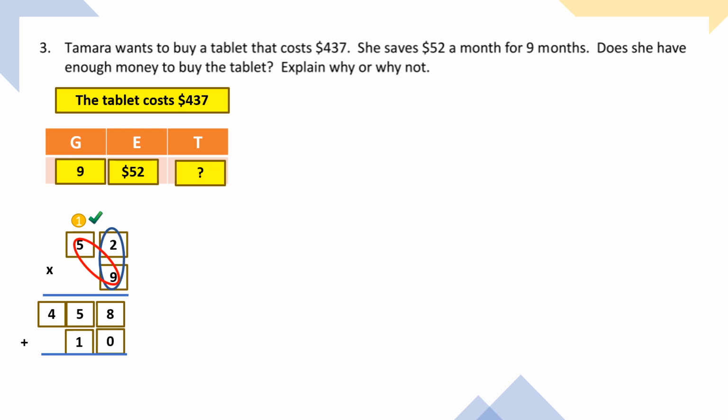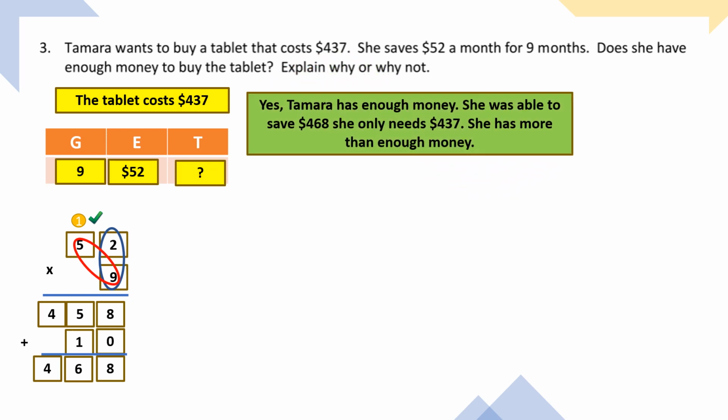And let's start with the ones place. 8 plus 0 is 8. And 5 plus 1 is 6. And 4 plus 0 is 4.